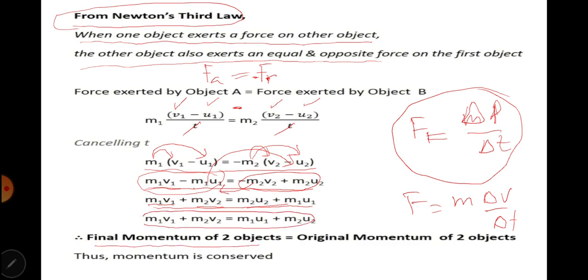The final momentum of the two objects equals the original momentum of the two objects. This is the initial momentum of the first particle. This is the initial momentum of the second particle before collision. This is the momentum of the first particle after collision, and this is its momentum before collision.